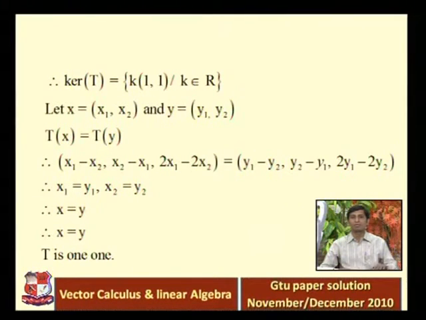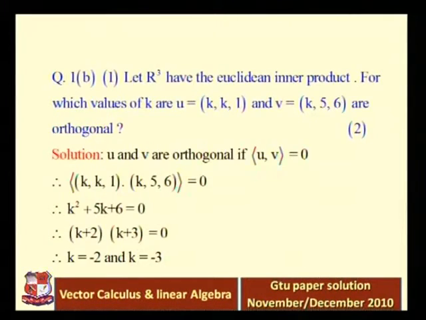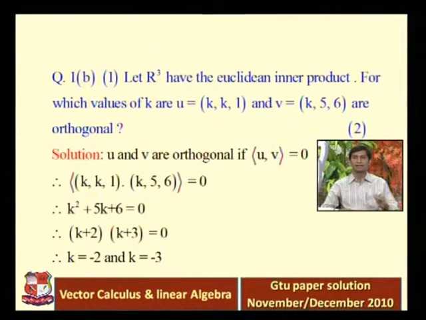So let's try to solve the next question. Question 1b. Question 1a part is complete now. In question 1a there are 3 questions, 1, 2 and 3. The first one is 2 marks, the second one is 3 marks, and the third one is 2 marks. So in total that first part is 7 marks. Now question 1b.